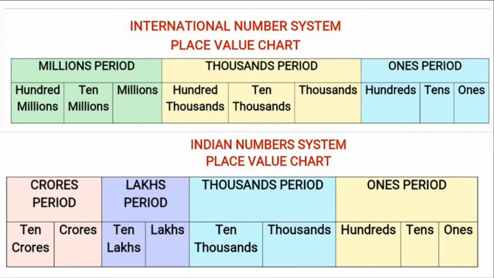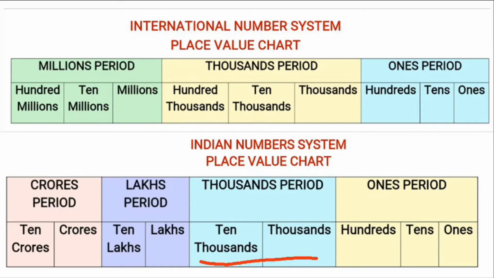After ones period in international system, in thousands period, we have 3 places. In international number system, in thousand period, we have 3 places, thousands, 10,000s and 100,000s. In the same way, in Indian number system, in thousand period, we have 2 places, thousands and 10,000s.